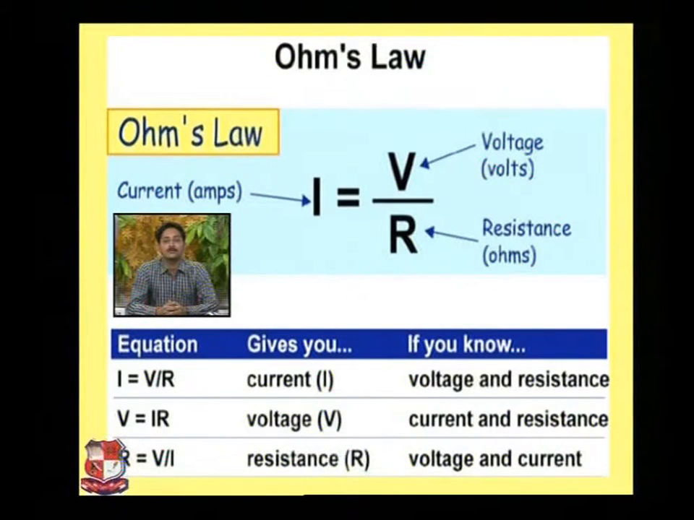If you know the current and the resistance of the material, then you can find the voltage, that is V equals I into R, the product of current and resistance. And if you know the voltage and the current of the material, then you can find the resistance of that material, that is R equals V by I. So this is a very important equation in the field of electronics.